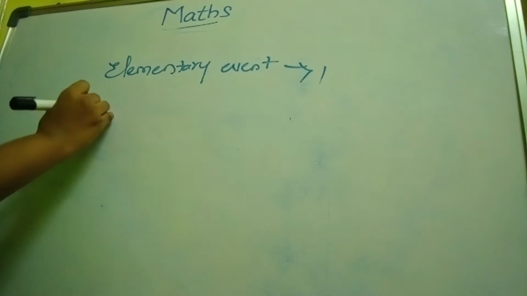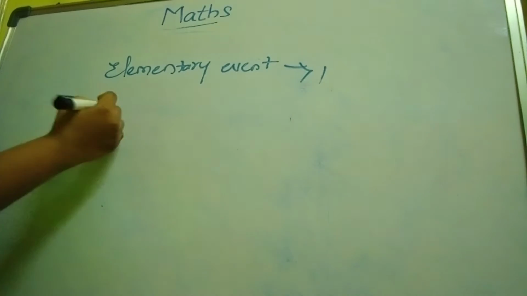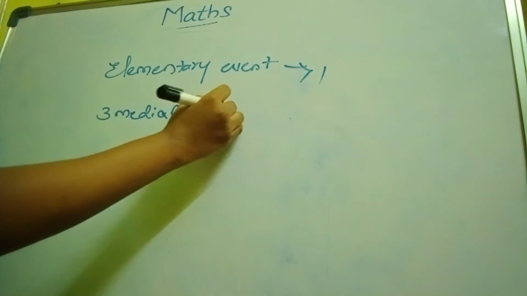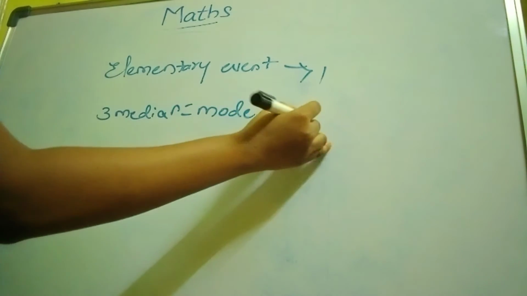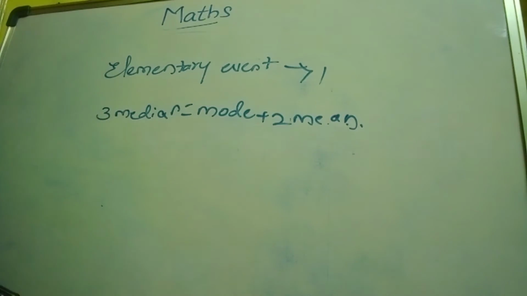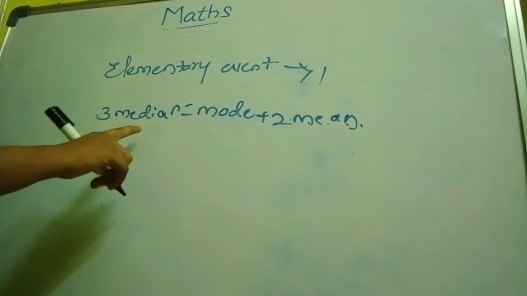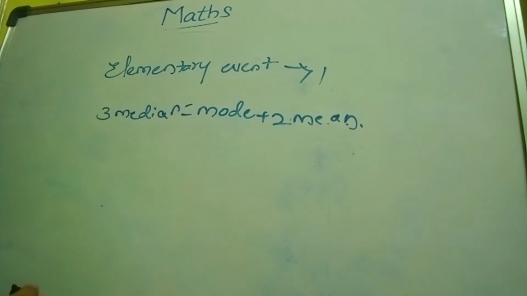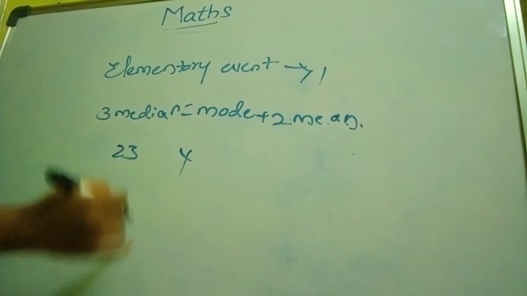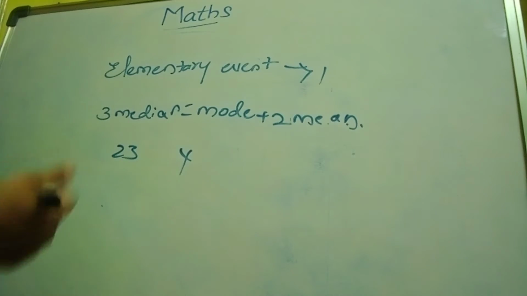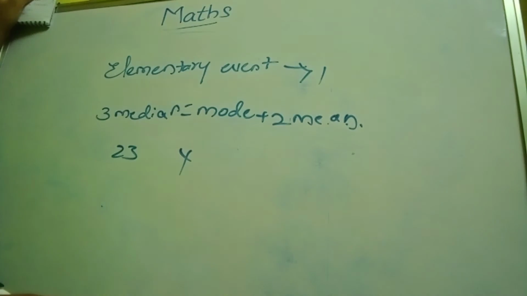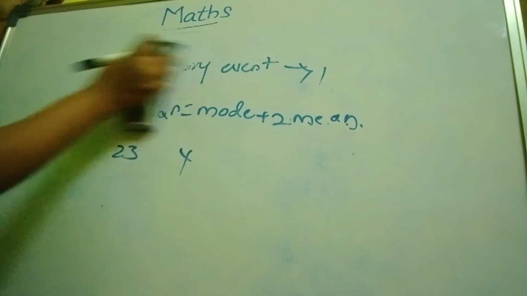Now see, in median, mean, mode we have one formula: 3 median is equal to mode plus 2 mean. This formula is used when they give the median and mode and we have to find the mean. They will give that median is equal to 23, mode is equal to 4, and we have to find the mean. If they give it like that, how do we find it? We don't know. So we have this formula, 3 median is equal to mode plus 2 mean.